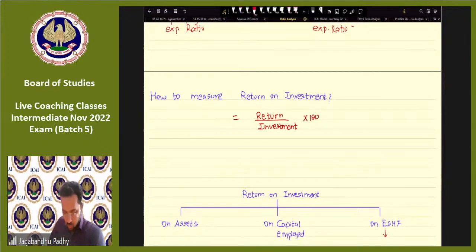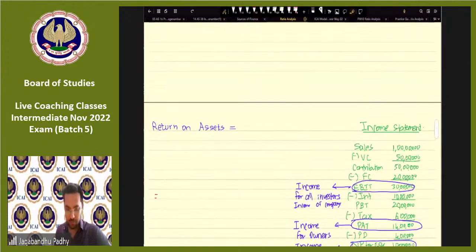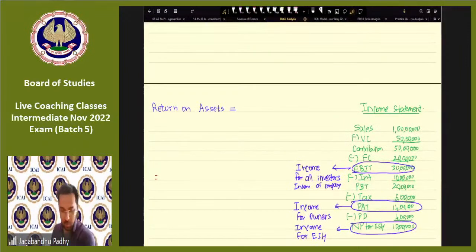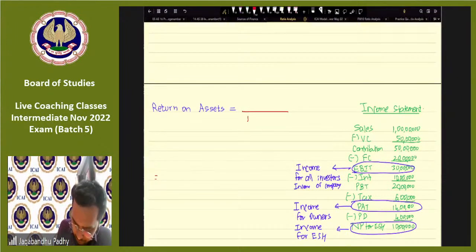Now, when we are talking of this formula, this is going to be dealt with in different contexts. Like first up, I'll say, what is the return that the company is generating on the assets? Return on assets. What should be the formula for it? Sir, if I want to know return on my assets, of course, in the denominator, it should be your net assets.